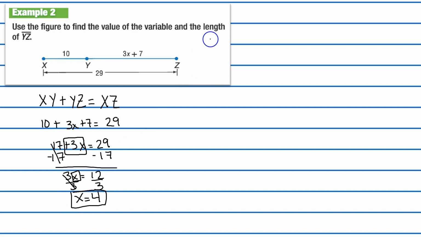But they also want us to find the length of YZ. So YZ, I should say this, YZ is equal to 3x plus 7. Well, we now know what x is equal to, so substitute that in. 3 times 4 plus 7. So is equal to 12 plus 7, which is equal to 19. So YZ is equal to 19. And there we go.